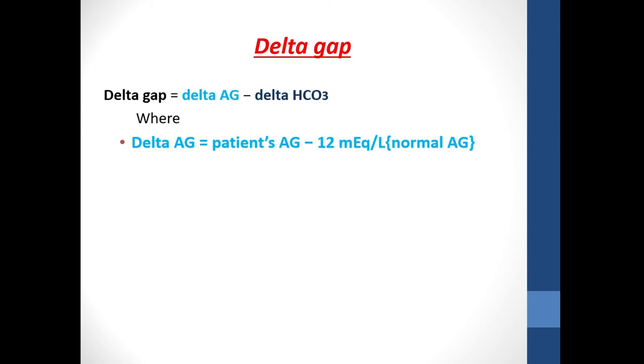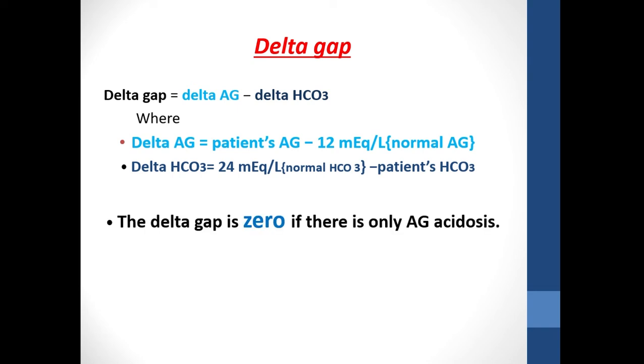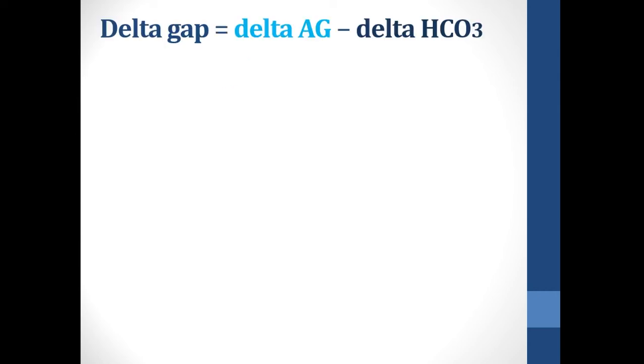Okay, so the delta anion gap is usually calculated by the patient anion gap minus the normal anion gap, which is 12 milliequivalent per liter, minus the delta HCO3. Delta HCO3 is 24, which is the normal HCO3, minus the patient HCO3. If it is 0, there is no difference between the delta anion gap and the delta HCO3, so there is only anion gap acidosis. Okay, so delta gap equals delta anion gap minus delta HCO3.